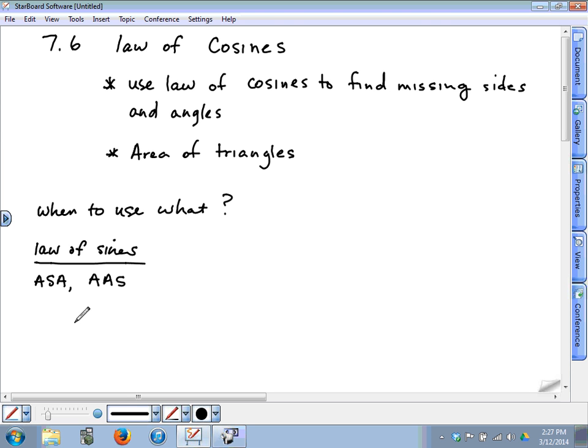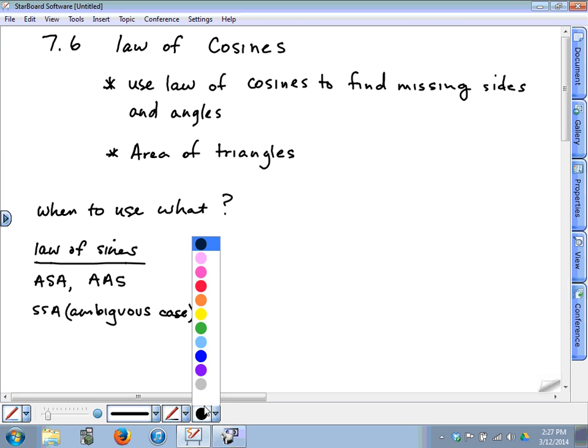Now, the ambiguous case we talked about with the law of sines, where sometimes you can have more than one triangle, you can have no triangles at all, would be side, side, angle. That was the ambiguous case. Those are the instances where you're going to use law of sines, which we talked about last time.